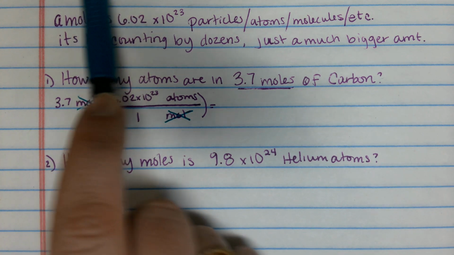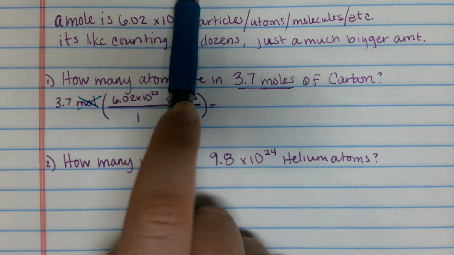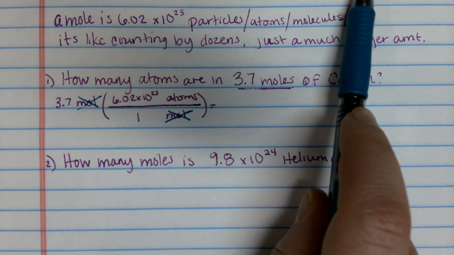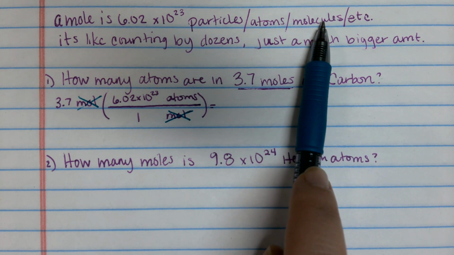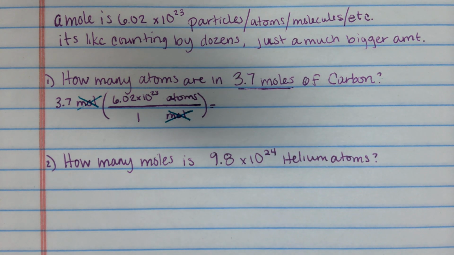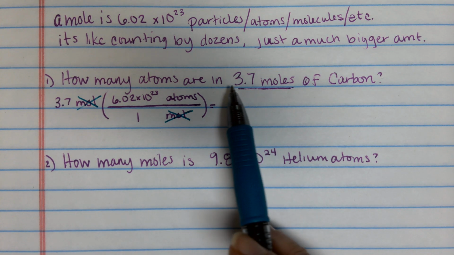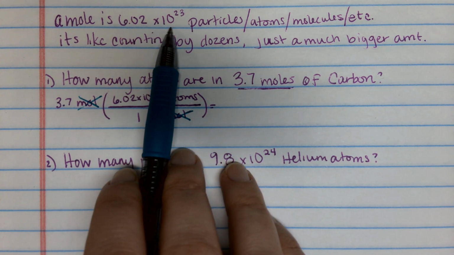So 1 mole is 6.02 times 10 to the 23rd. We're counting either particles, atoms, compounds, etc. Anything like that is what we're counting. Ions could be counted. Anything that is a small particle like that. So we're going to use this number as our conversion factor.